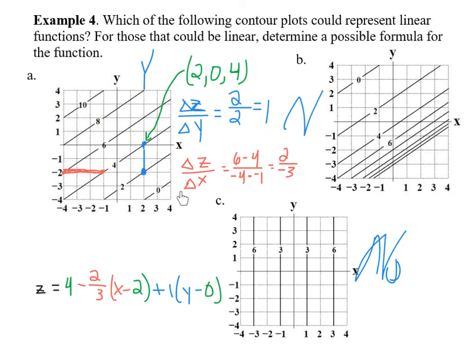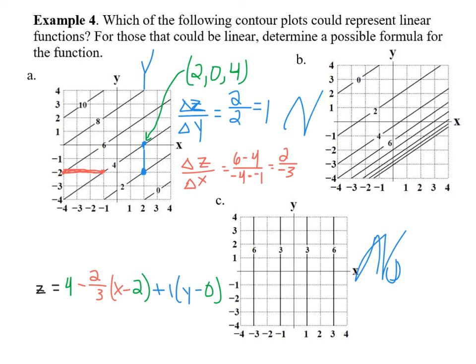And then for delta z, delta x, I decided to focus on these 2 points. You can see I even did some subtraction. If we go in the negative direction by 3 units, so negative 3, our z values are jumping up by 2 units. So that's how we're getting negative 2/3.